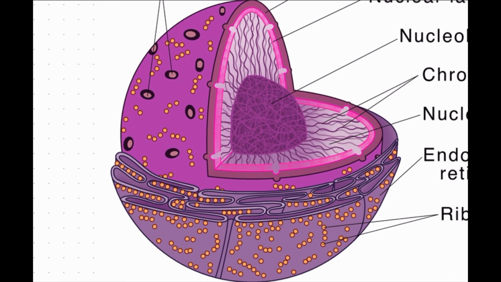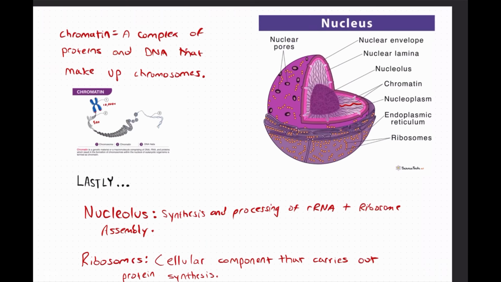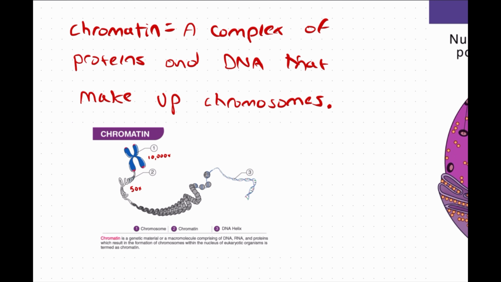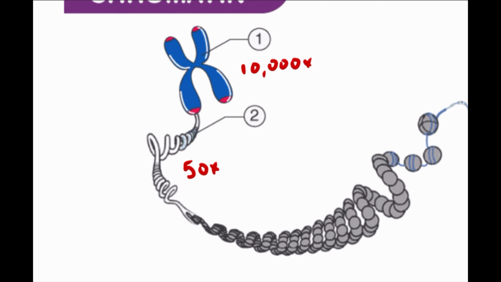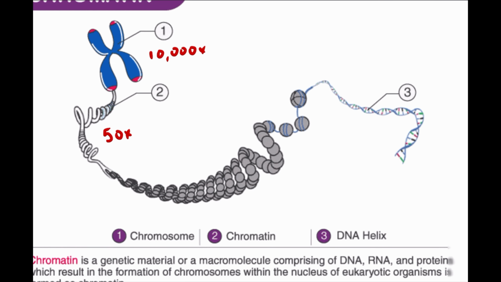What are chromatin? It's these little squigglies that you see here. And a lot of people get tripped up about this. Chromatin is a complex of protein and DNA that makes up chromosomes. So we typically see this. We're very familiar with this image. This is a chromosome. But what makes up the chromosome? Chromosomes are made up of chromatin.